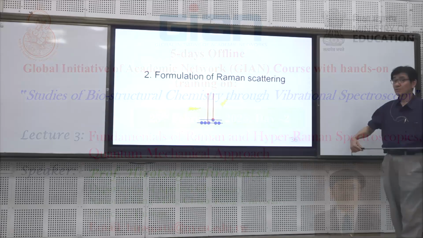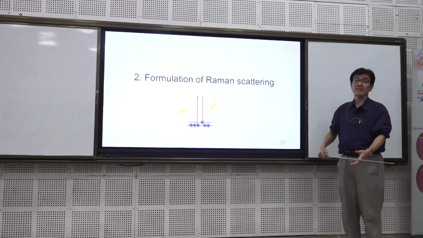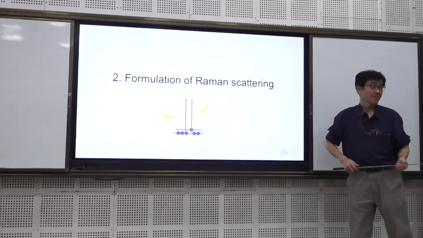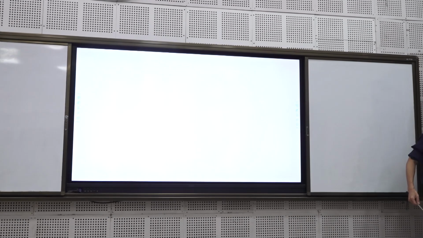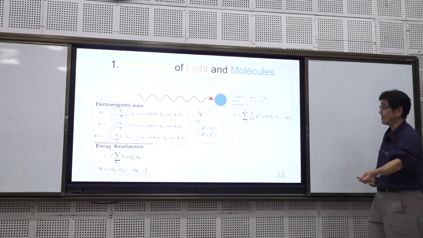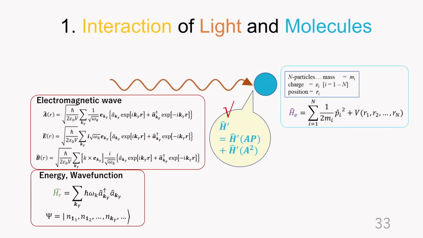So what we do today is to formulate the Raman scattering process as a consequence of the light-matter interaction. Already, this is the last slide of yesterday's talk. So we succeeded in formulating the electromagnetic wave. What is the molecule and what is the interaction, right? Okay, already we finished the formulation.